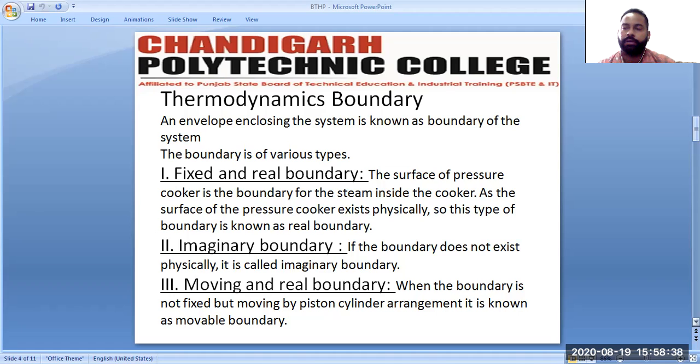The second boundary is the imaginary boundary. If the boundary does not exist physically, it is called an imaginary boundary. We can just imagine a boundary, but it does not exist physically. The third thermodynamic boundary is the moving and real boundary. When the boundary is not fixed but moves, as in a piston cylinder arrangement, it is known as a movable boundary. The example of a moving and real boundary is the piston cylinder arrangement.